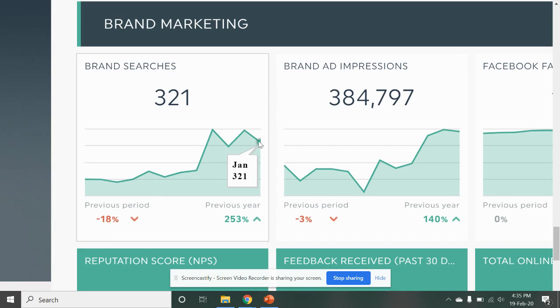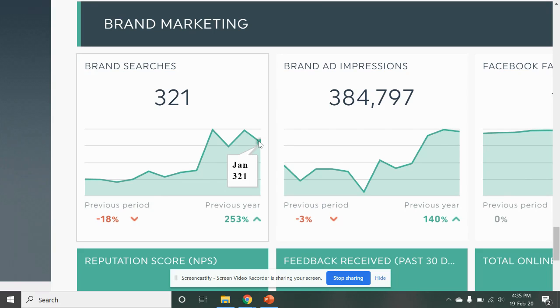And people who search for you by name are far more likely to call you, far more likely to book a job, and far more likely to spend more money with you than the average customer. So brand searches, the number of times people search for your brand in Google, is the metric we use to measure your brand strength.